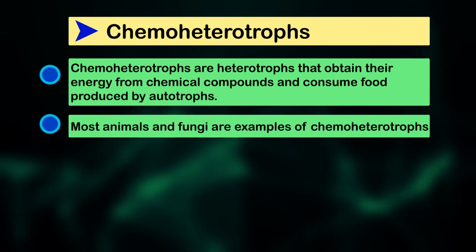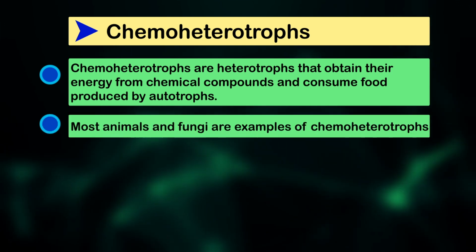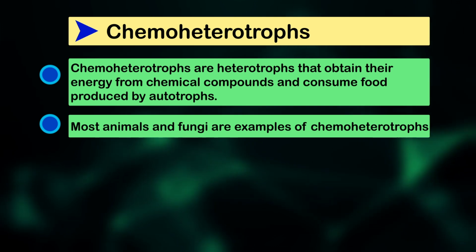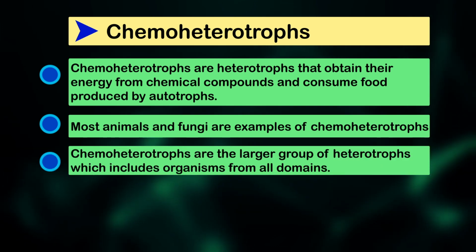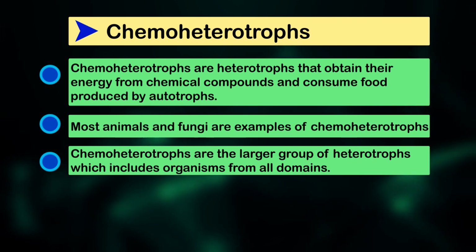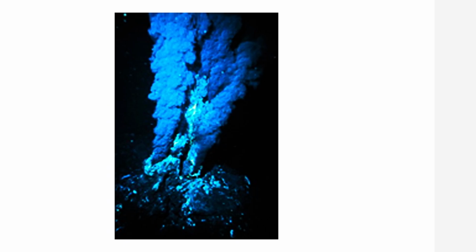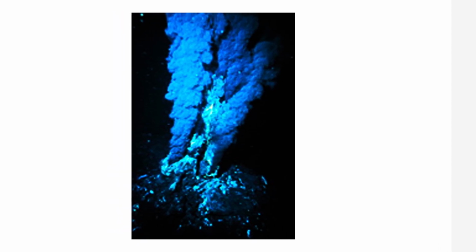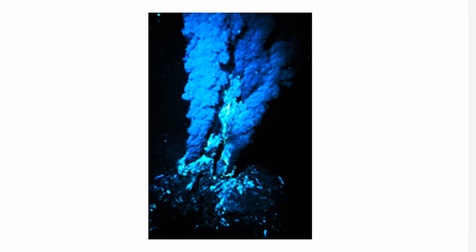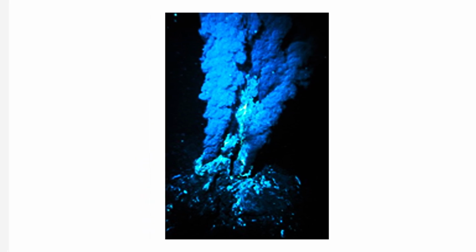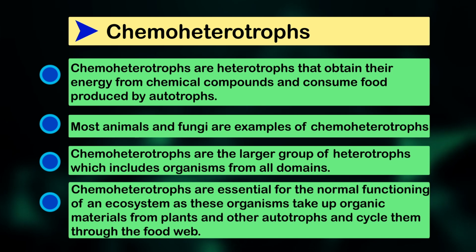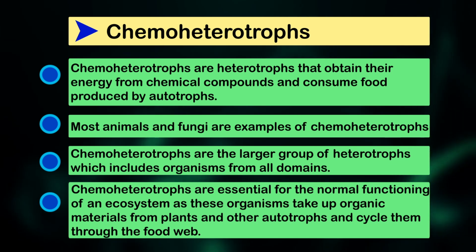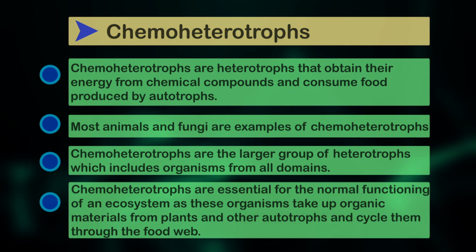Most animals and fungi are chemoheterotrophs. They are the larger group of heterotrophs which include organisms from all domains. So, they are essential for the normal functioning of an ecosystem, as these organisms take up organic material from plants and other autotrophs and cycle them through the food web. Now, let us look at the third type of classification of heterotrophs, which is based on the electron source.